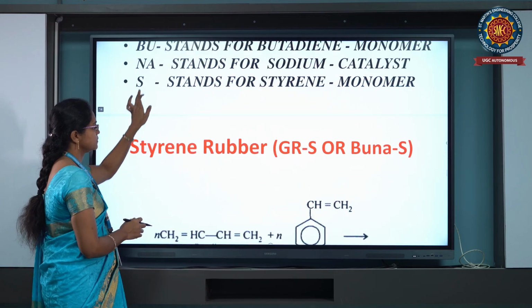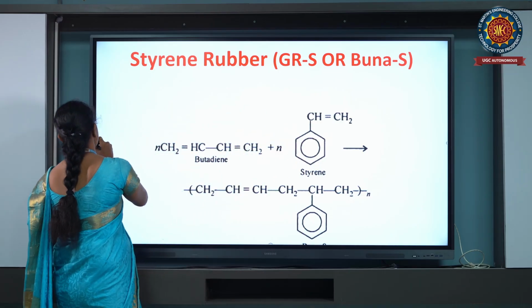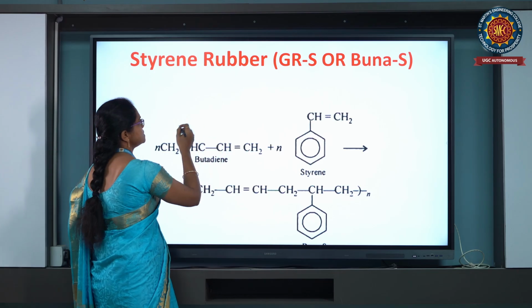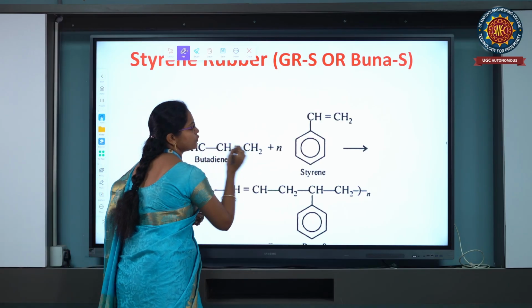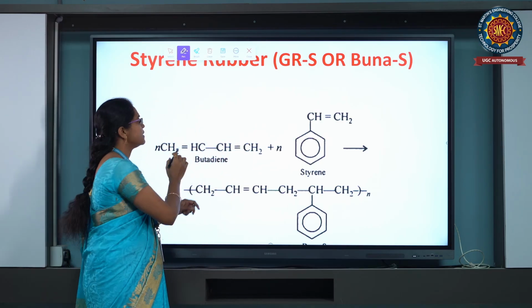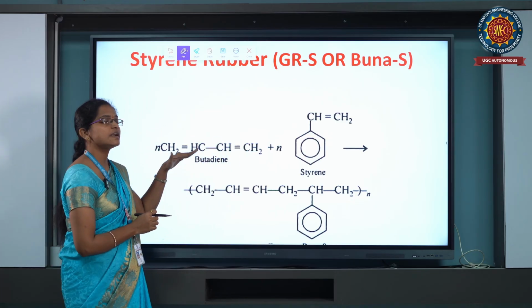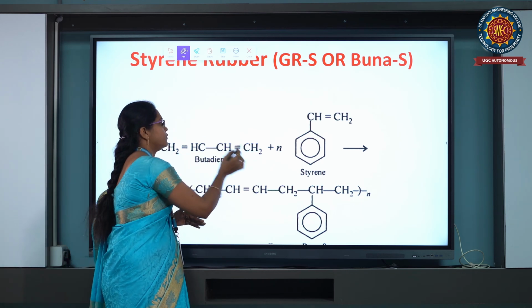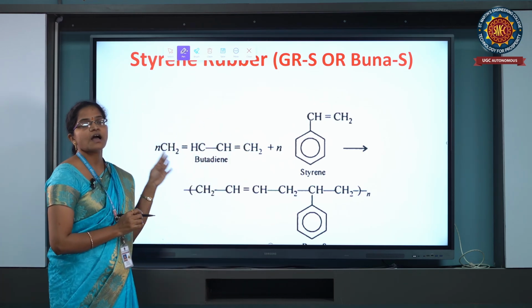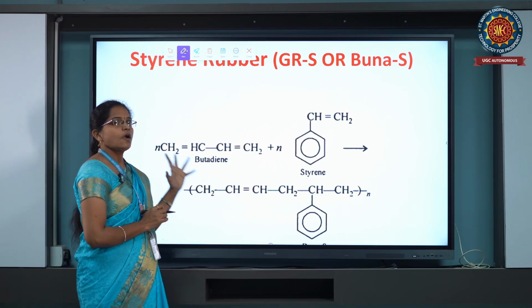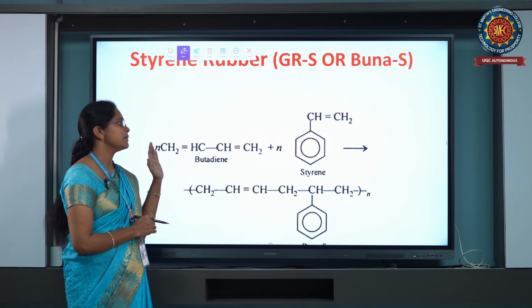First of all, Buna-S is butadiene plus styrene in the presence of a catalyst. What is butadiene? 1, 2, 3, 4. Four means meth, eth, prop, but. That is the "buta". Diene means two double bonds are present in this structure. Four carbons present in the organic compound is butane. The two double bonds present make it a diene, that is butadiene.